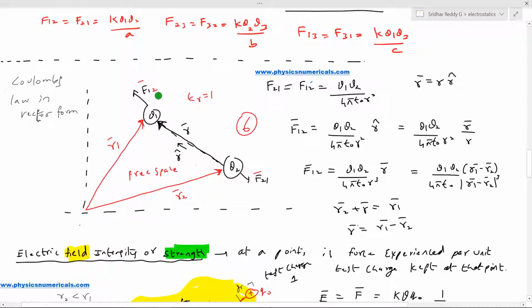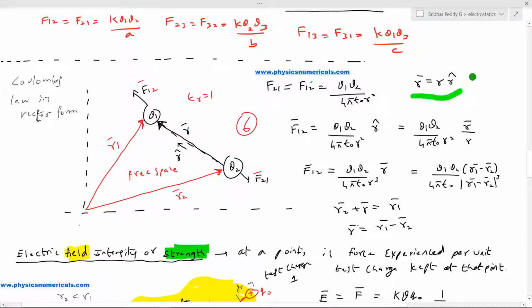Then I want F12 bar and F21 bar. How do we express the same Coulomb's law in vector form? First, let's get the magnitude. What is the separation between them? Let it be R. So the magnitude F12 equal to F21 is the mutual repulsive force: Q1Q2 over 4 pi epsilon naught, where the separation between them is R, so R square.